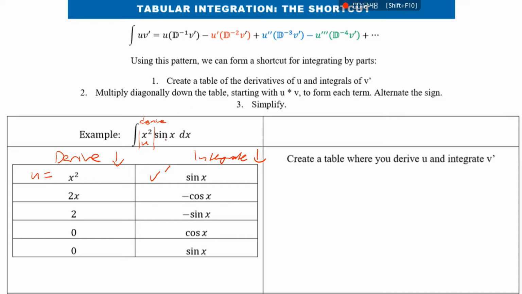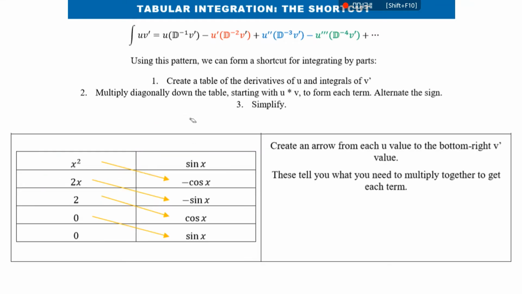Derive. And then I want to integrate everything else. So deriving this part, integrating this part. Any questions on what I did to create the table? No. Okay. And then I want to multiply diagonally.